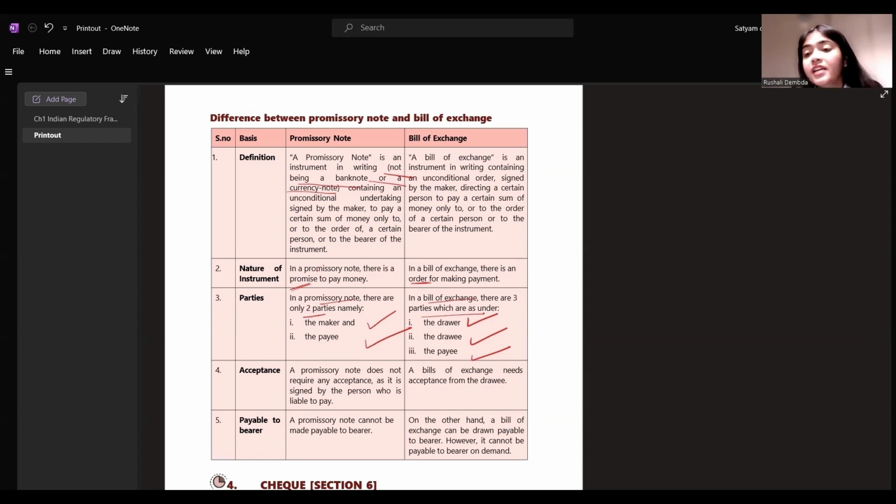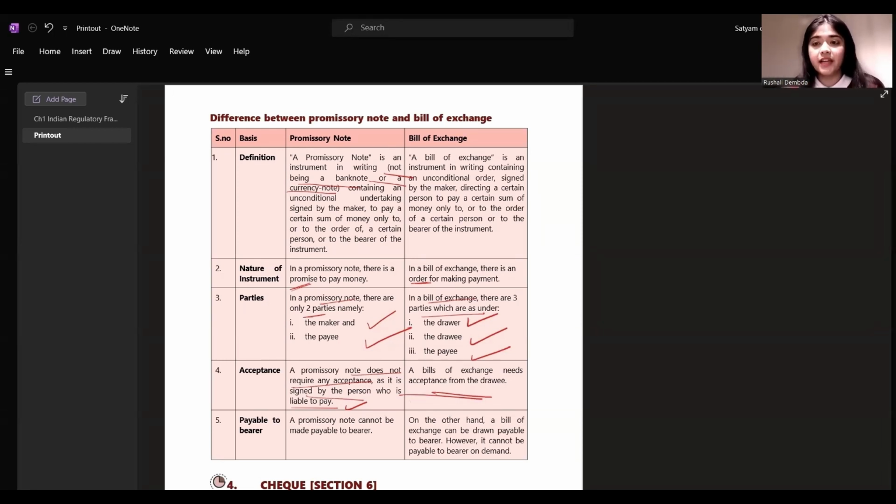In this, the maker is the person who promises that I will pay the money. Now, acceptance. A promissory note does not require an acceptance. Here, the major differentiating point is that it does not require acceptance. But a bill of exchange compulsorily has to be accepted. Without acceptance, the bill of exchange does not work, as it is signed by the person who is liable to pay. Because in a promissory note, the maker is the person who is promising to pay. But in the bill of exchange, the one who wants to receive the money is making the bill of exchange. So here it is important that it is accepted. But for promissory notes, the person who is going to pay the money, from whose pocket the money is going to be paid, is already making the promise that I am going to pay this amount to you.